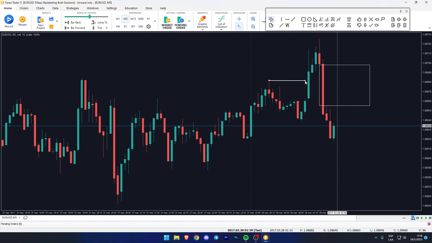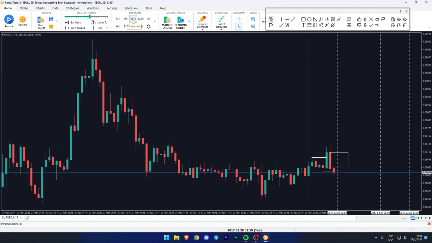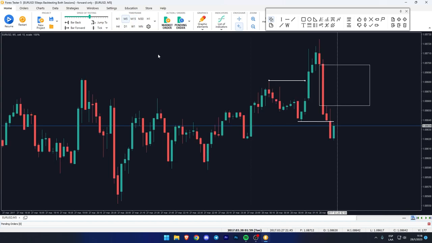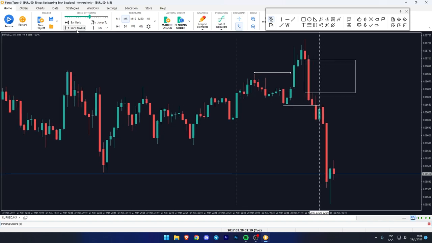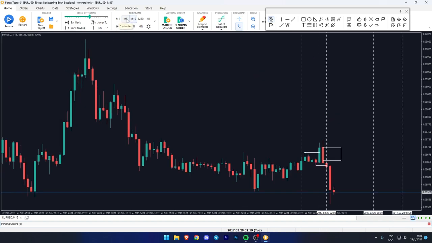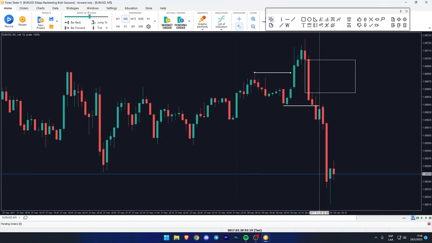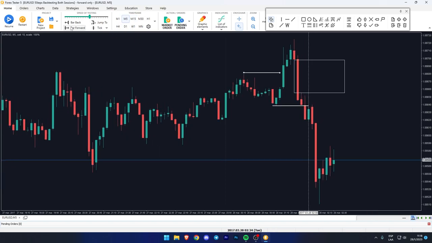Clear run on liquidity. Nice market shift. 15, maybe it doesn't have anything. No, it doesn't. Okay. What an aggressive move lower. Run on equal lows. Maybe a 1 minute entry could have happened there.